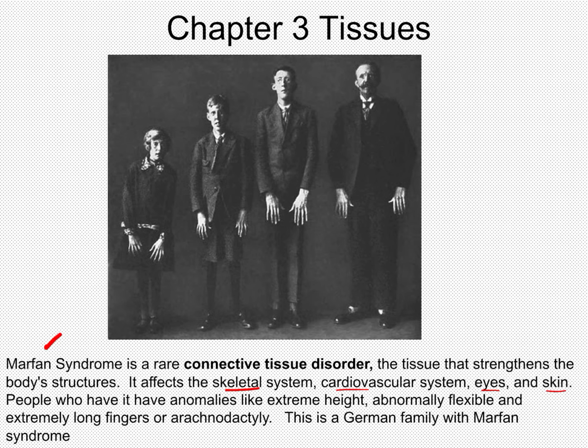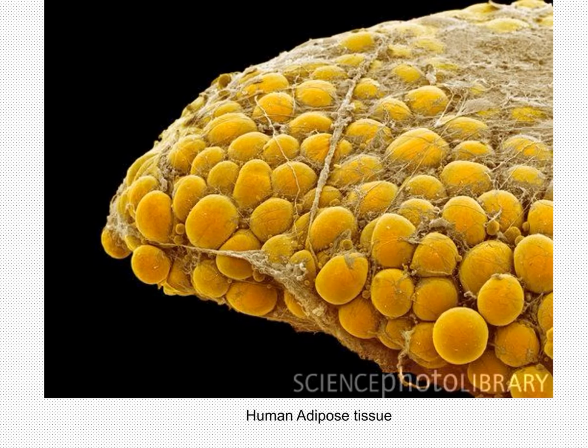So if you're curious, it's an inherited disorder, and it actually tends to make people very tall, abnormally flexible, and have very long fingers. The danger about this disorder is that the connective tissues are weaker than they should be, so people can have problems with their heart and blood vessels and stroke, things like that. So let's begin with epithelium.